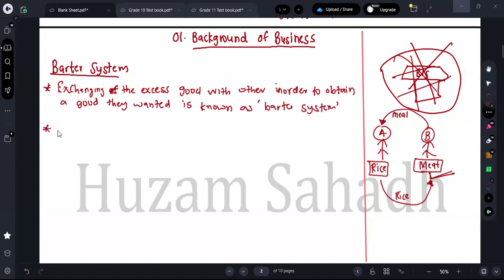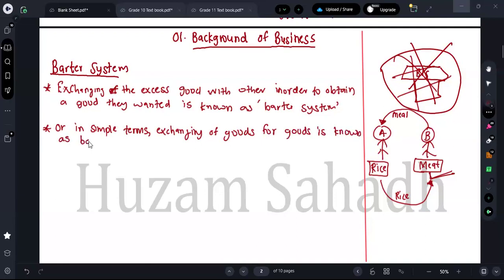So I'll give you another point, in simple terms. What is meant by barter system? Exchanging of goods for goods is known as barter system. Guys, are you all okay with this? Now, with this definition, study the diagram which I have drawn here. That's correct, right? What's happening? Exchanging of goods for goods, right?